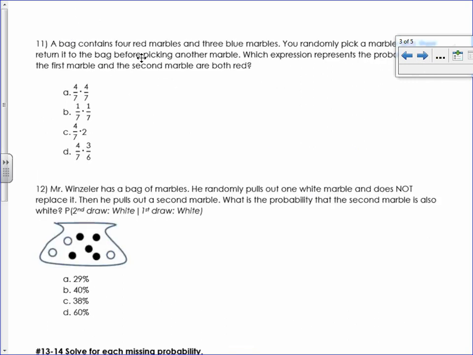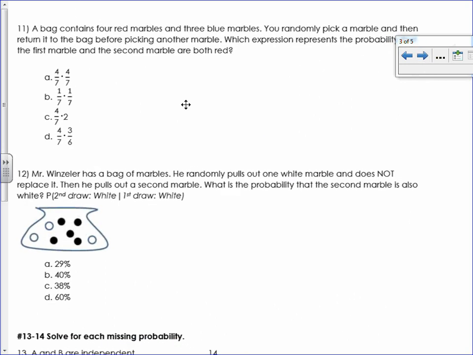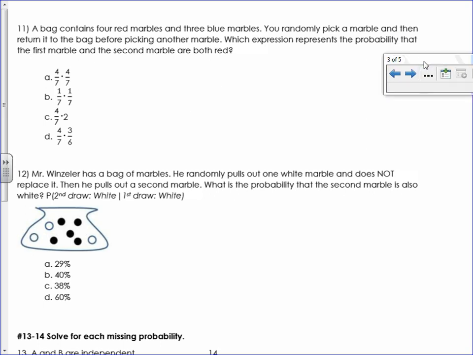Okay, number 11. A bag contains 4 red marbles and 3 blue marbles. You randomly pick a marble, and then what does it say? And then you return it to the bag, okay? So that's with replacement. Okay, a lot of you are on your phones. I really think you should be paying attention. It says, and then you put it into the bag before picking another marble. We're talking about number 11.